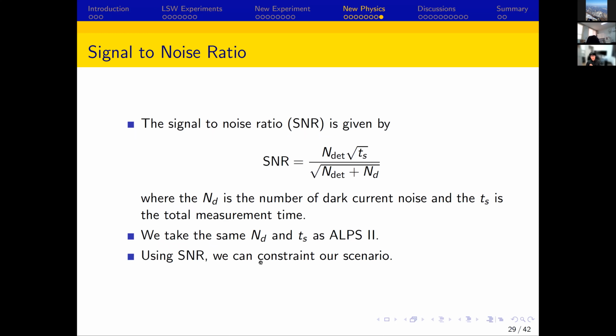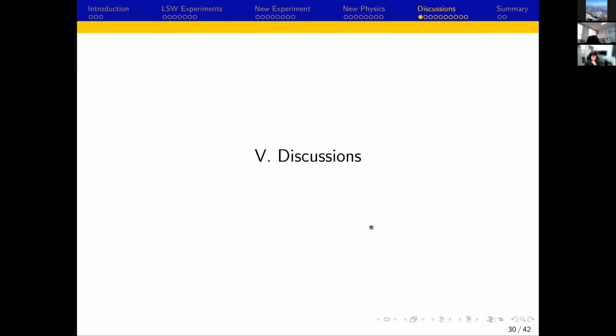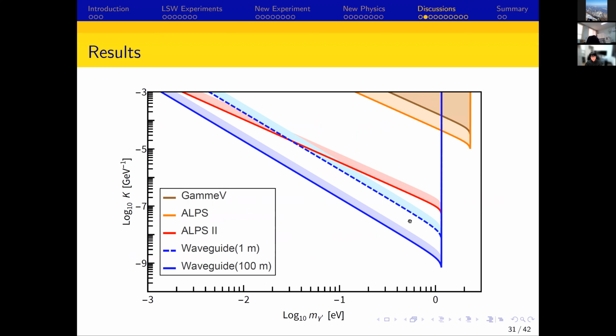So I described our motivation, our setup, and our scenario. Now we want to show our constraint. Now I want to mention discussions including results. Okay, this is the constraint and sensitivity plot of kappa and the mass of the dark photon.